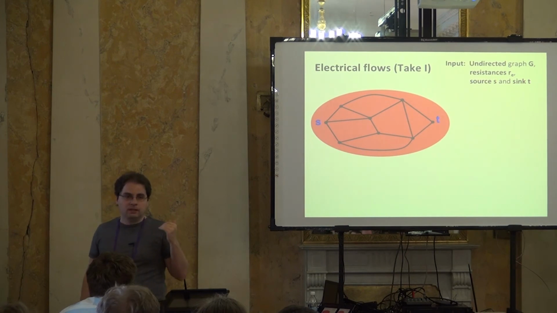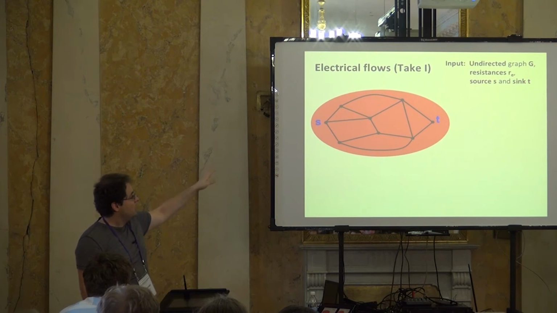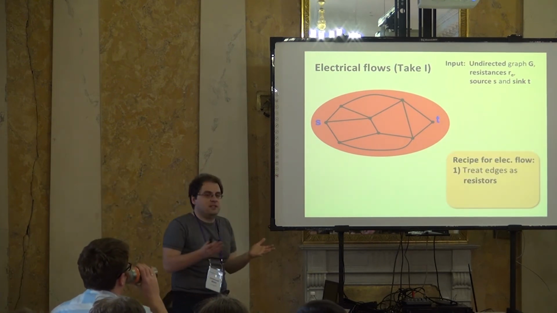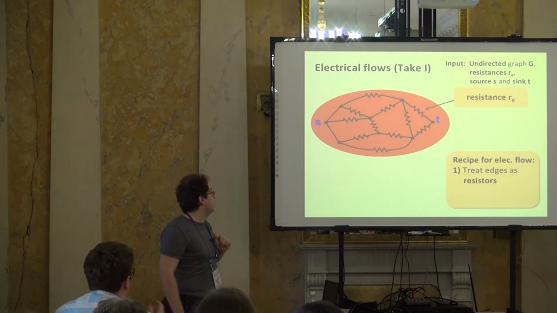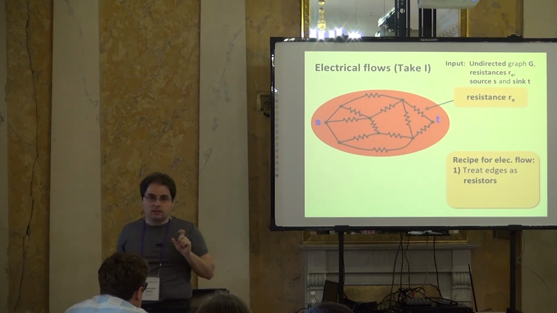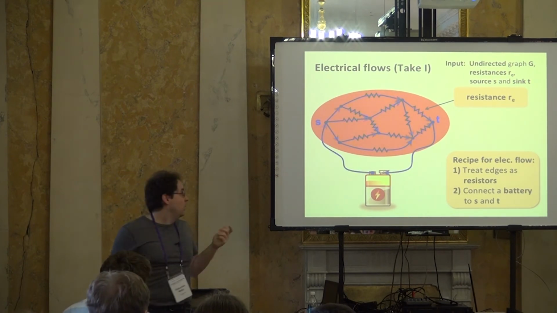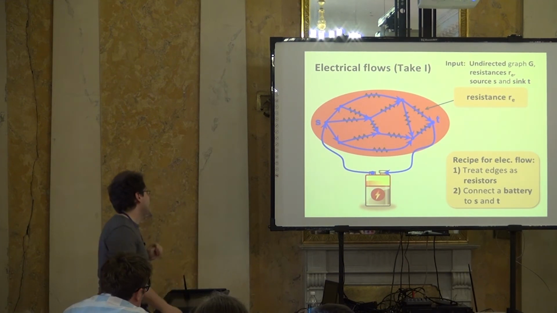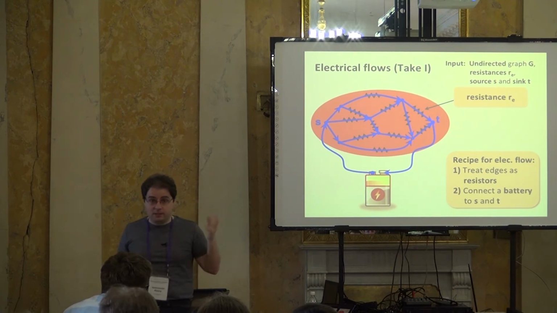I already told you that when you talk about electrical flows, we think of an undirected graph G, some resistances, some source S and some sink T. There is one physics 101 definition in which I just think of the edges of the graph as resistors of the corresponding resistance, and then I connect a battery to S and T, and I look at the current that settles in this system. That's essentially one way to define electrical flows. These are really the things that we know from physics.